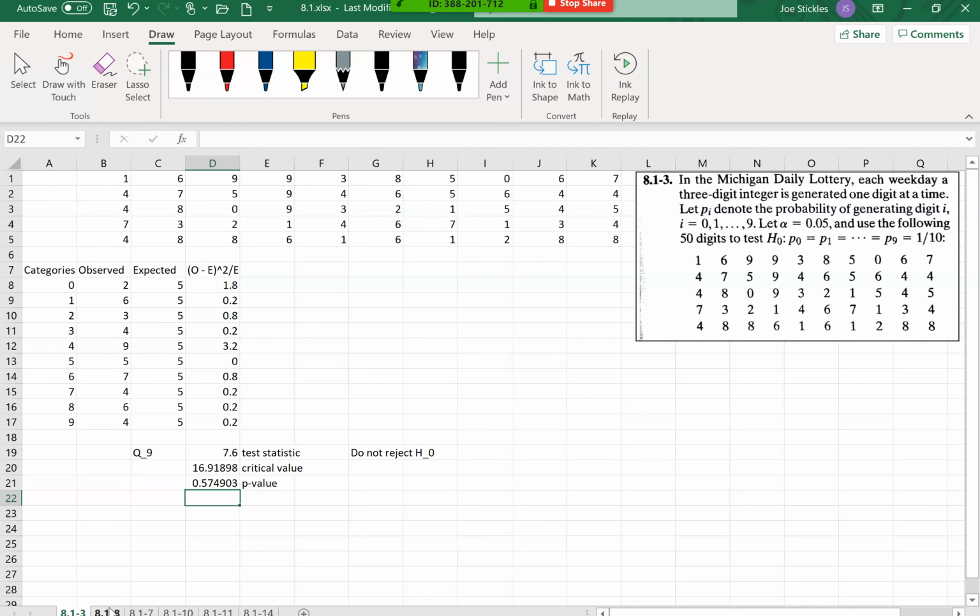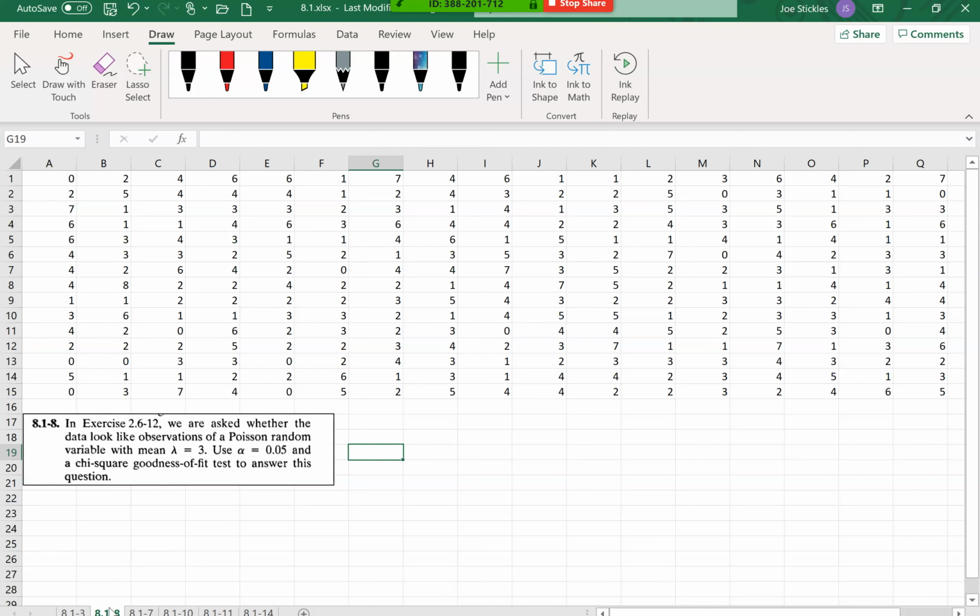Yeah. No, I just wanted to know, did the distribution of the digits look random? That was it. Yep. All right.